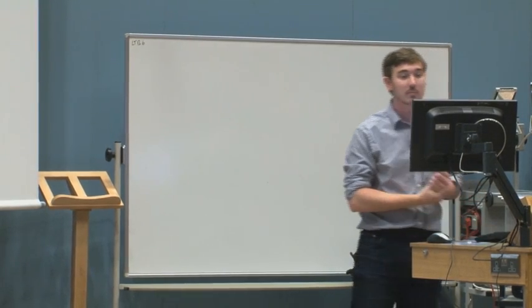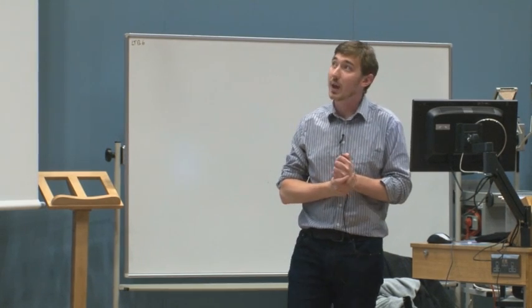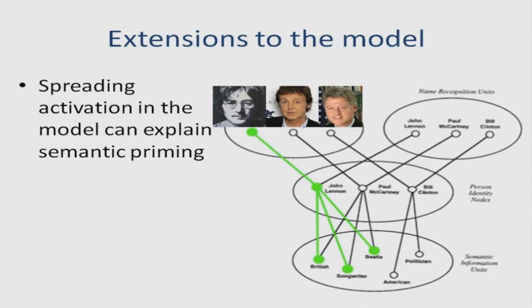And that has some benefits. The main one is that it can explain what we call semantic priming. I mentioned priming last week. Priming is just when you get faster to do something the second time round. And in the context of face recognition, semantic priming is when I show you one face and then another face, and you're faster to recognize who that person is if there's a semantic link between those faces.